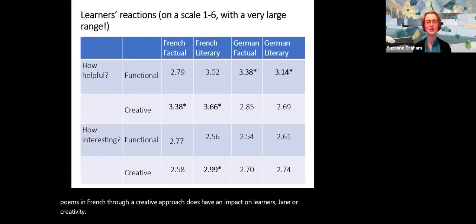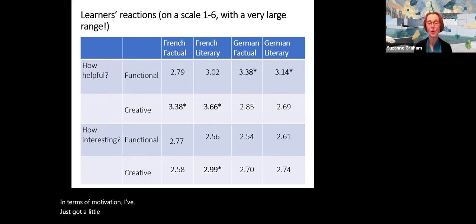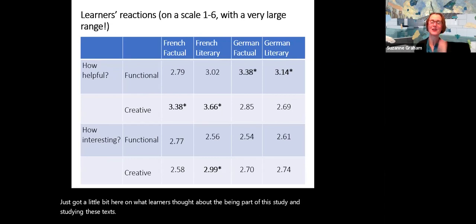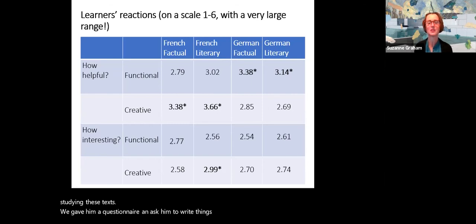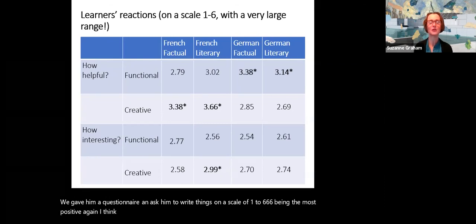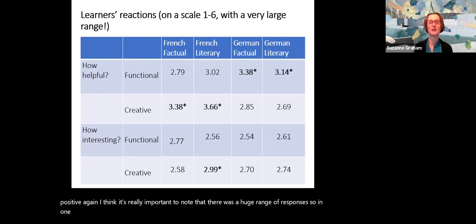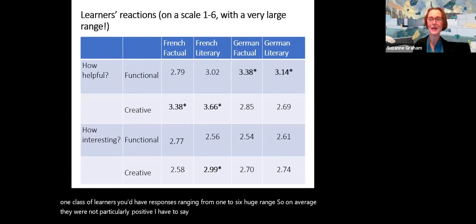Now, in terms of motivation, I just have a little bit here on what learners thought about being part of this study and studying these texts. We gave them a questionnaire and asked them to rate things on a scale of 1 to 6, 6 being the most positive. Again, I think it's really important to note that there was a huge range of responses. So in one class of learners, you'd have responses ranging from 1 to 6, a huge range. So on average, they were not particularly positive, I have to say, disappointingly. Around about 3 is kind of neutral, it was okay.